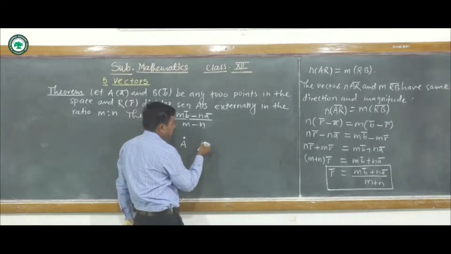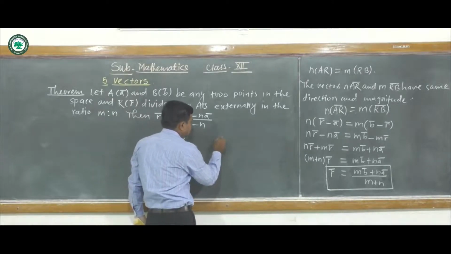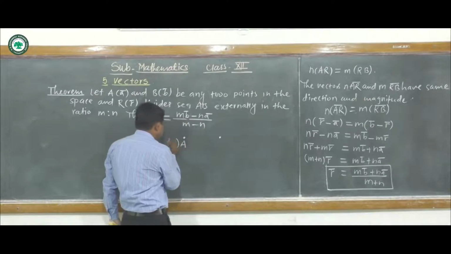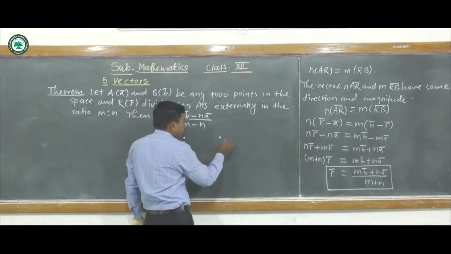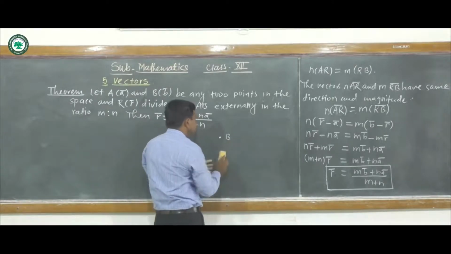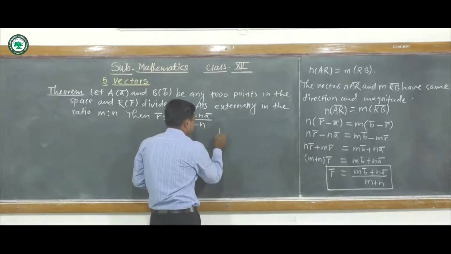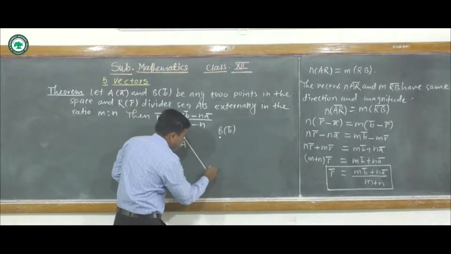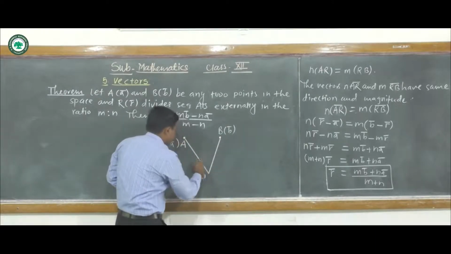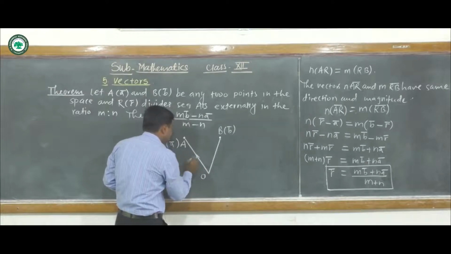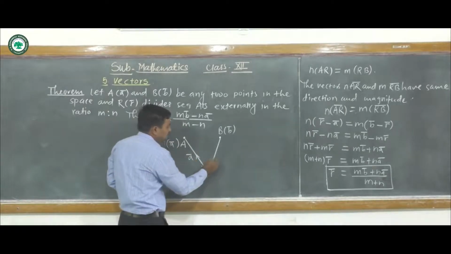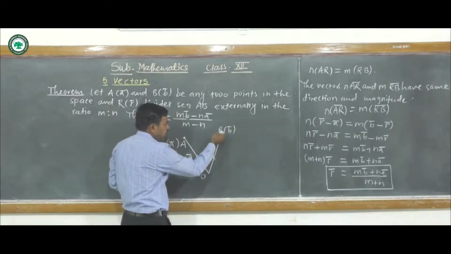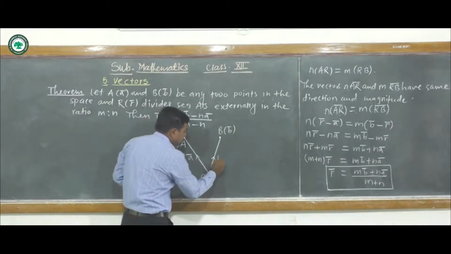A, and if B is here, A with A bar and point B with B bar. So the position vector of point A is A bar, so OA bar is equal to A bar. The position vector of the point B is B bar, means it is B bar.